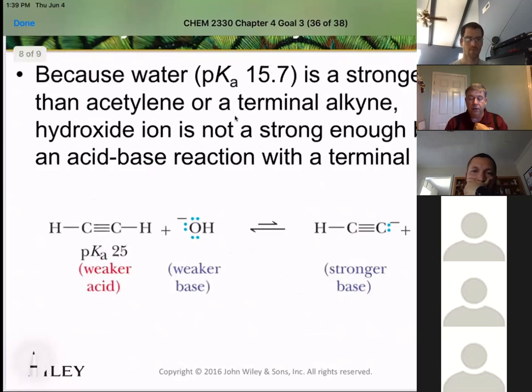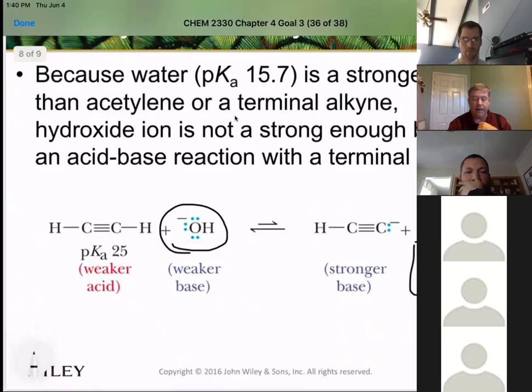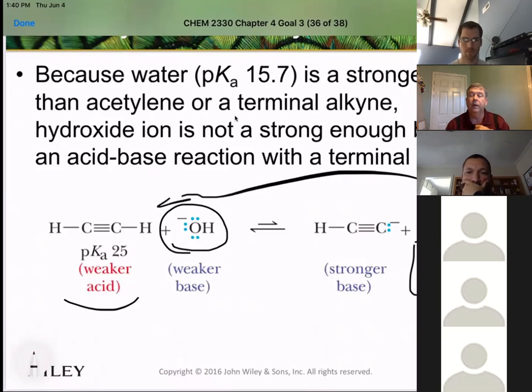Okay? So we can't make this with hydroxide because of the presence of water. I'm sorry, I wrote right over the pKa there. It's a stronger acid than this is. So as soon as it hits water, it's going to go back to the acetylene.